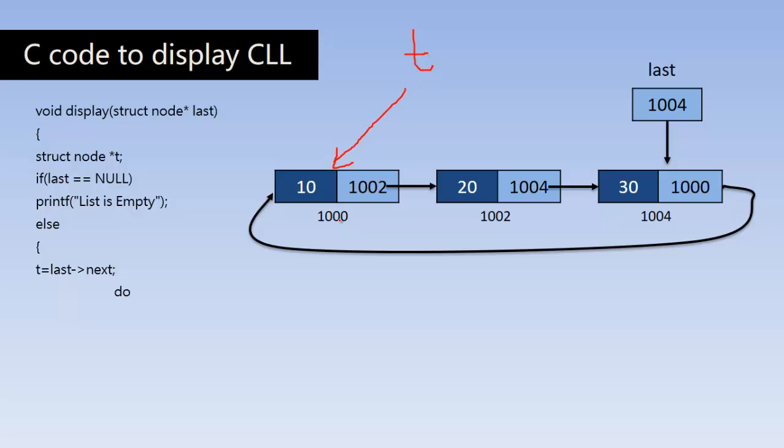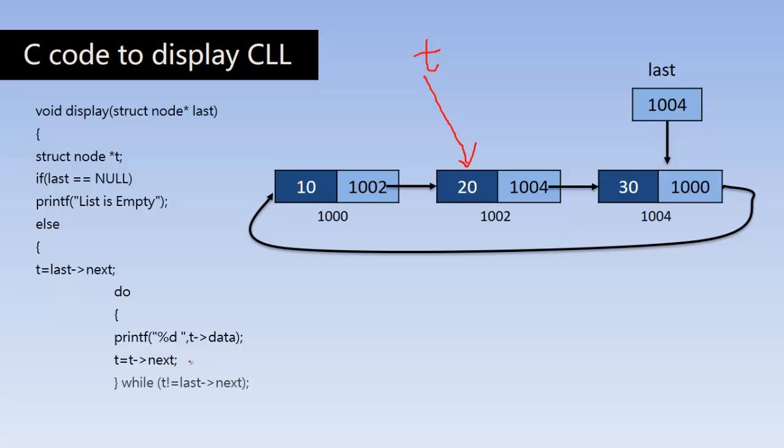Okay. So do. Why are we using the do while? Because we have to traverse all the nodes to display all the nodes. Printf t arrow data. T arrow data means the data part of this node. Okay, that is printed. Now t equals t arrow next. So t arrow next means this part. So now t is incremented. What is the content of t now? T arrow next, that is 1002. So now t is pointing to this node, right?